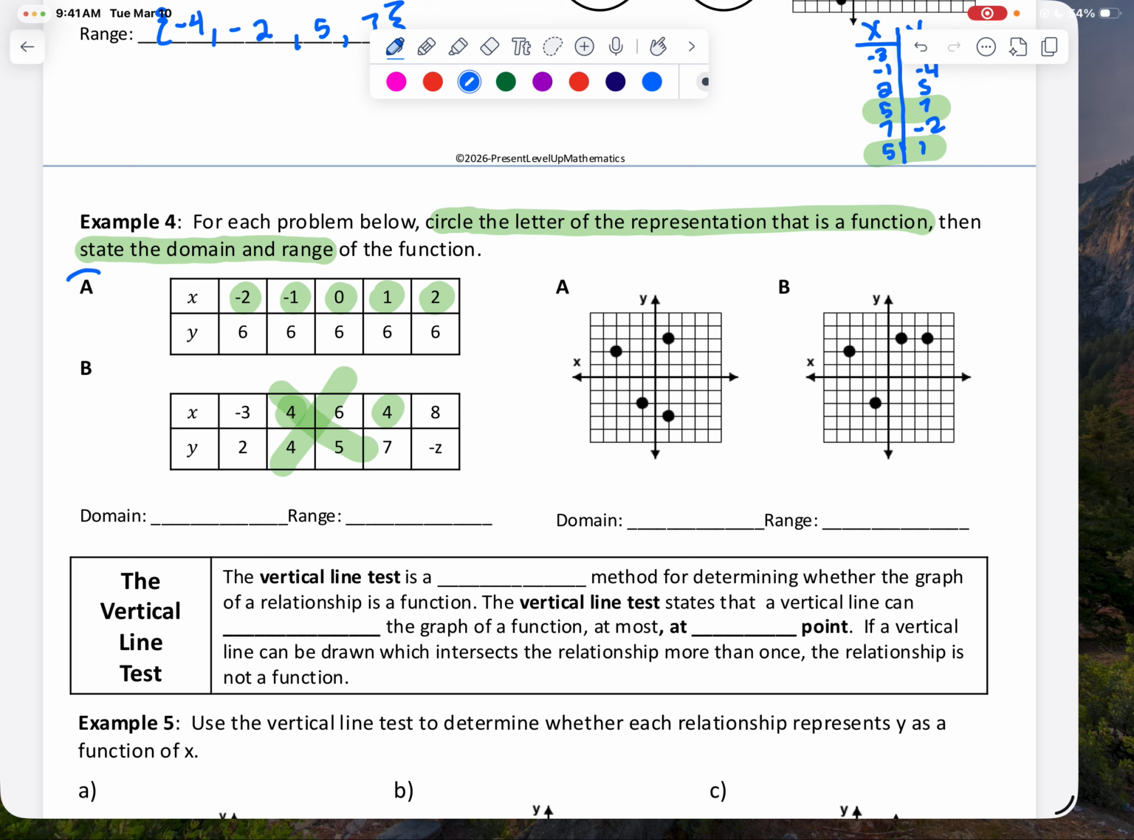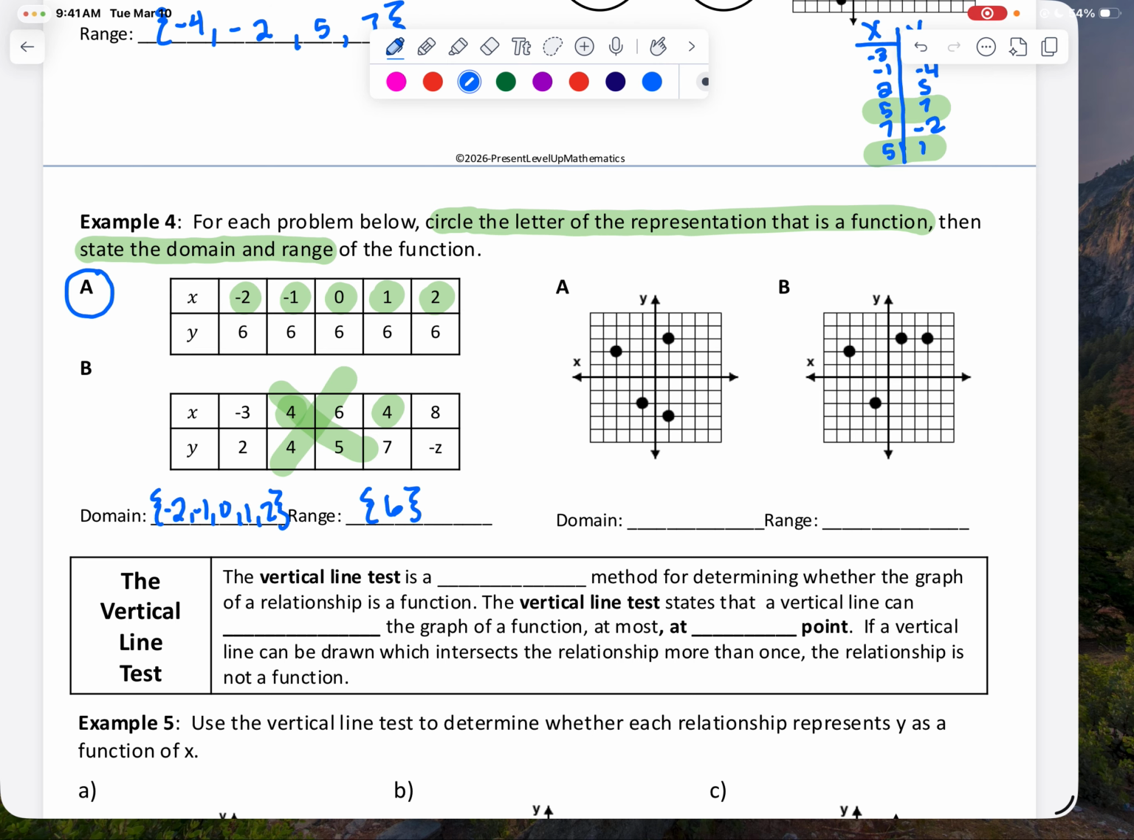So it said to circle the representation that is a function and then state the domain and range. So our domain would be -2, -1, 0, 1, 2. The range, just a 6. You do not have to list it more than one time because that's the only element of your range.